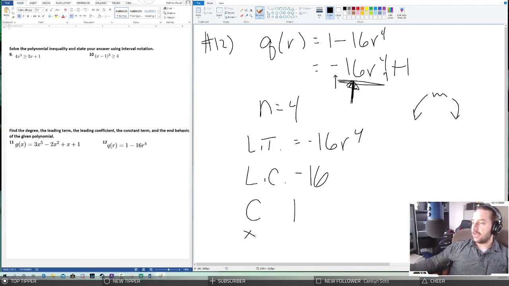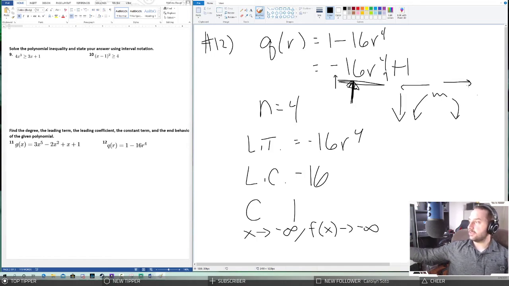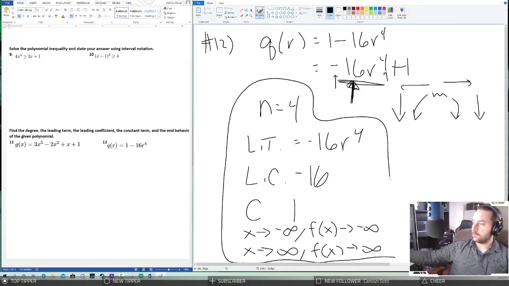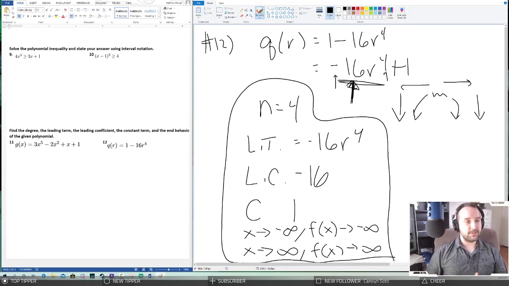So that means that as x goes to negative infinity, my y is going to go down forever. So my y goes to negative infinity. And then as x goes to positive infinity, my y goes to negative infinity. And that's my end behavior. Comments or questions on that?